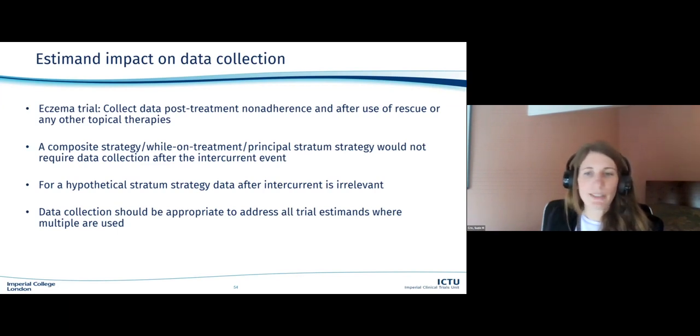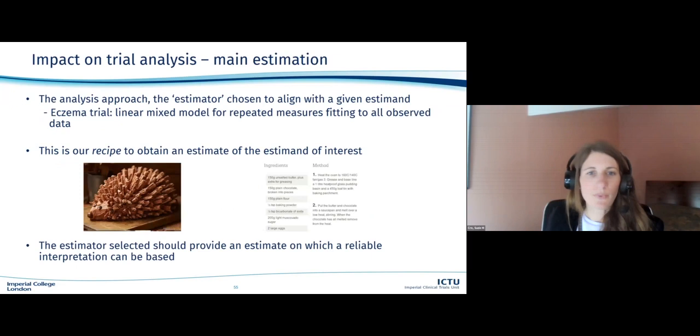Now, what I haven't brought in yet, but we'll come to shortly, is how a trial might have more than one estimand of interest for that primary outcome. In general, the data collection should be appropriate to address all the trial estimands that are going to be looked at. So if you don't have a treatment policy as your primary estimand, but you have it as a supplementary, then you need to make sure your data collection is still appropriate. So in that supplementary analysis, you can look at your treatment policy.